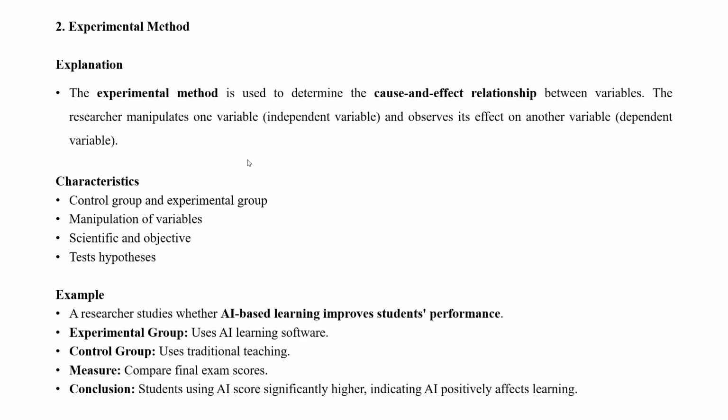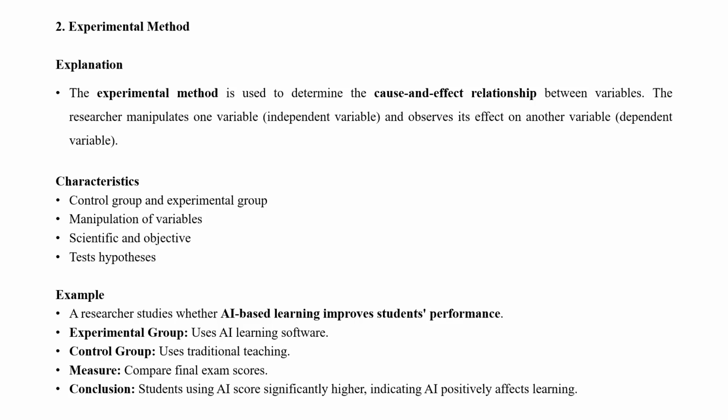Next one, experimental method. The experimental method is used to determine cause and effect. That keyword is very important. Wherever cause and effect is there, that is called experimental. Theory questions are based on keywords only; we will get the answer. So it is the cause and effect relationship between variables. The researcher manipulates one variable, the independent variable, and observes another variable, called the dependent variable. Characteristics: control group and experimental group, manipulation of variables, scientific and objective, and testing hypothesis.